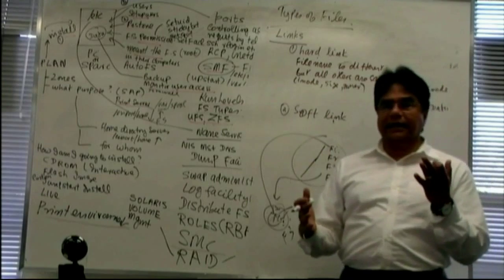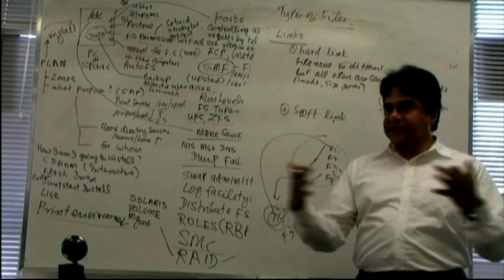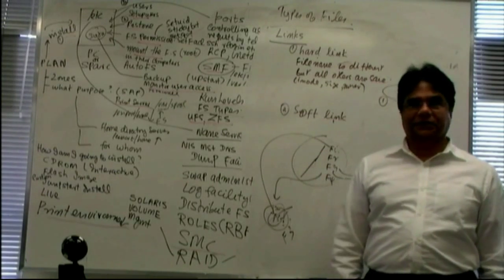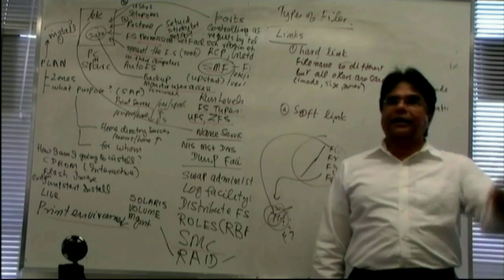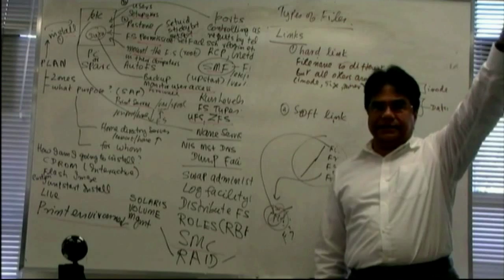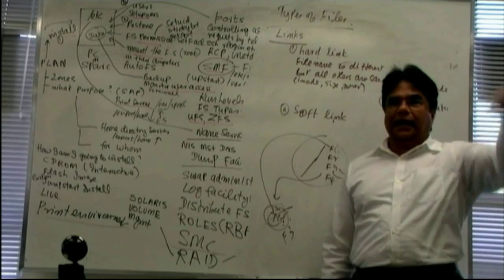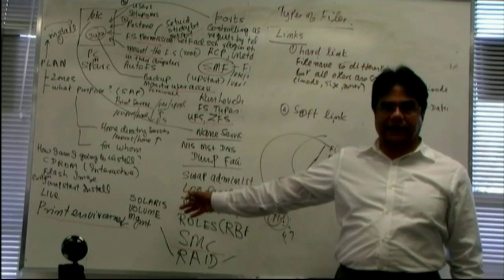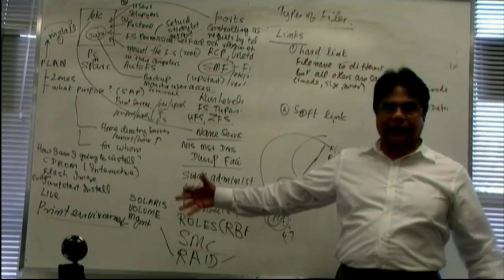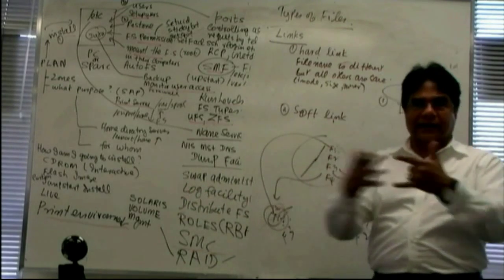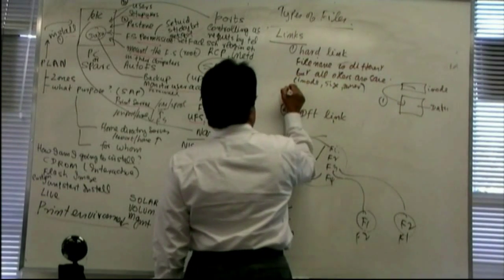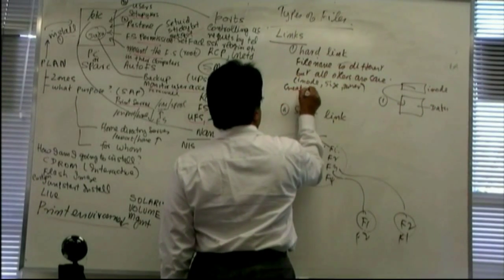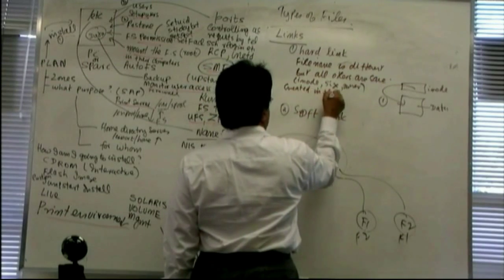Can I create a hard link between two file systems? No, I cannot. Can I create a hard link between the root file system, /etc, and the home directory, which is in a different file system, /export/home? I can't create a hard link. So a hard link has to be created in the same file system.